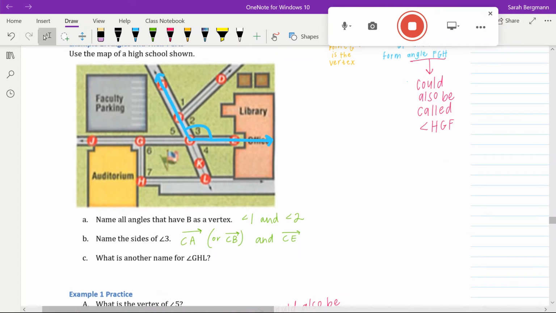Next, what is another name for angle GHL? When they give you the name of an angle, you just follow those letters in order. So we go from point G to point H to point L. Those letters in order create this angle here, which is in the figure also named angle 7.